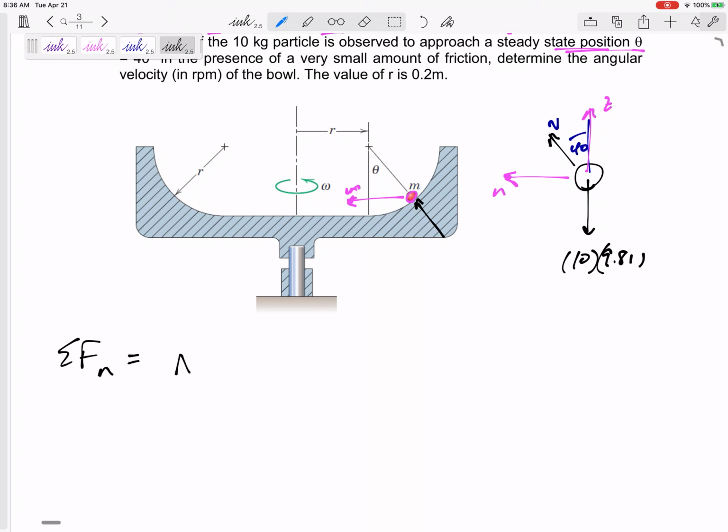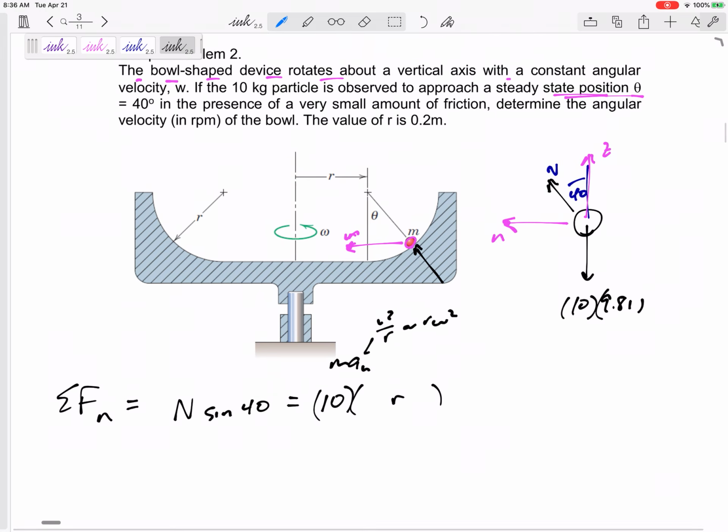Let's see, in the normal direction, N sine 40, I think that's it, equals M, right, MA normal. What is A normal? A normal is V squared over R, or R omega squared. So this is M R. Let me come back to R. Actually, I think we can do R. R is what? R is not just 0.2.